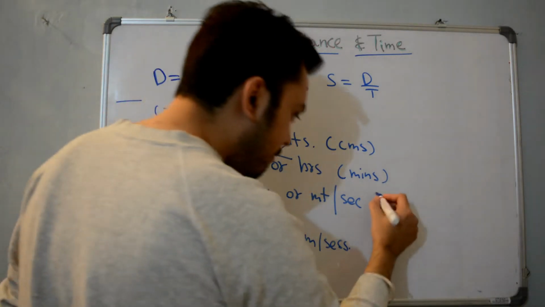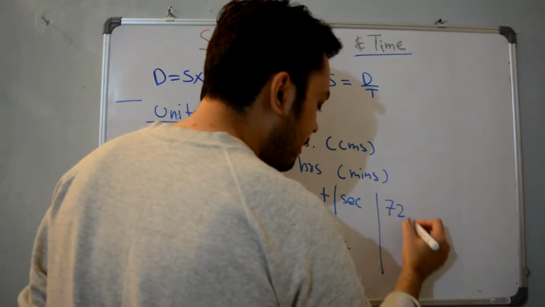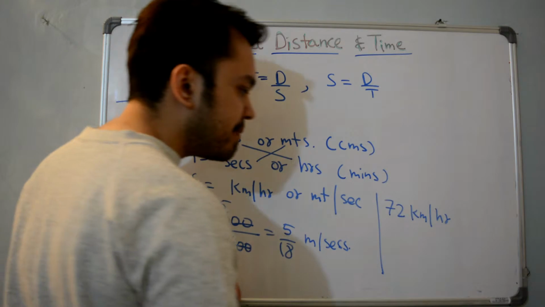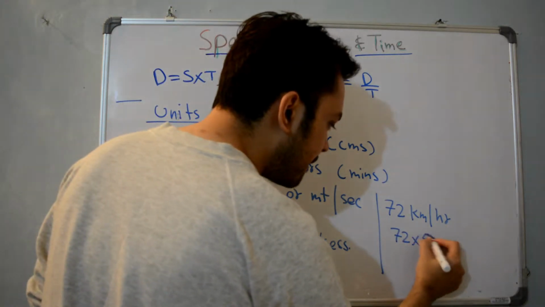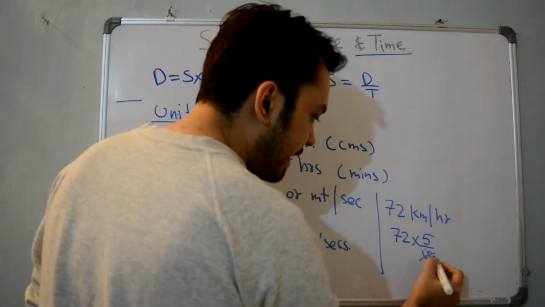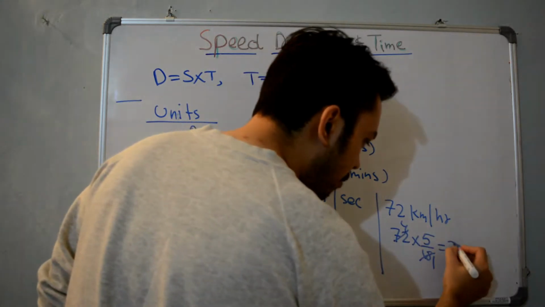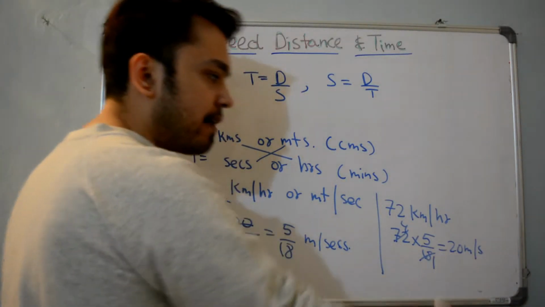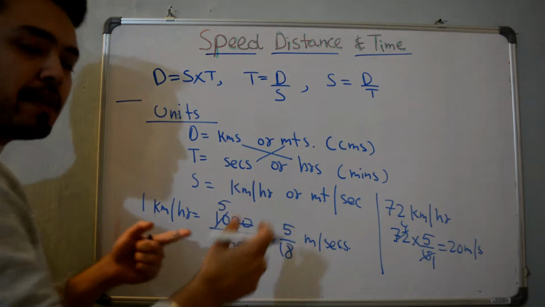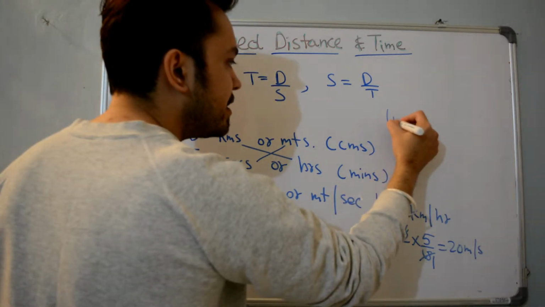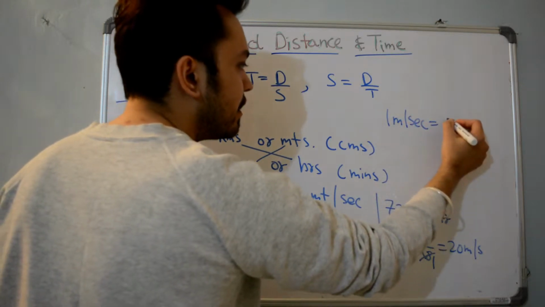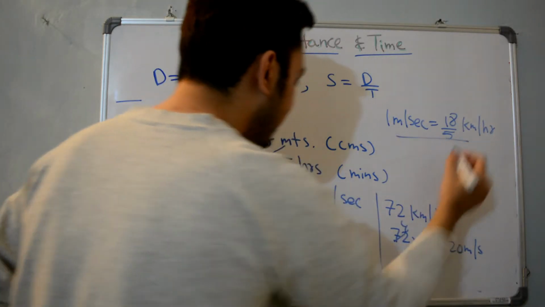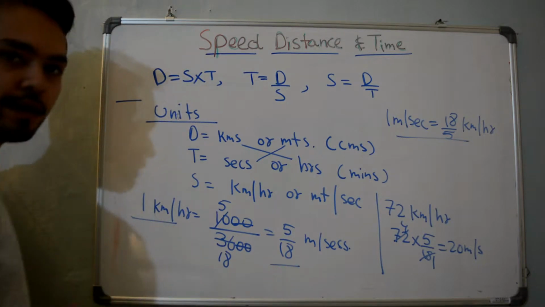Clear? Now, for example, I am given that a speed of 72 kilometers per hour needs to be converted into meters per second. So what I would do, I would simply multiply it by 5 upon 18. 18 ones are 18, 18 fours are 4, 4 fives are how much? 20. Right? To convert this speed in meters per second back into kilometers per hour, I would simply multiply it by the reciprocal, that is 1 meter per second is equal to 18 by 5 kilometers per hour, right? These are our two very important conversions.